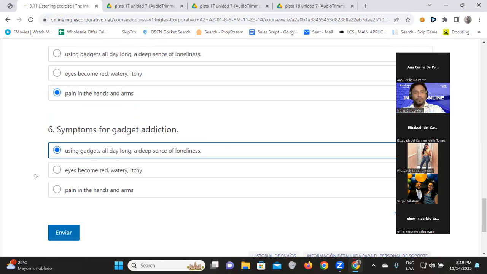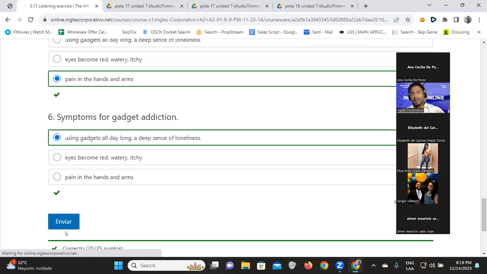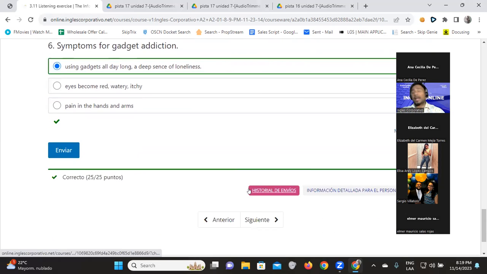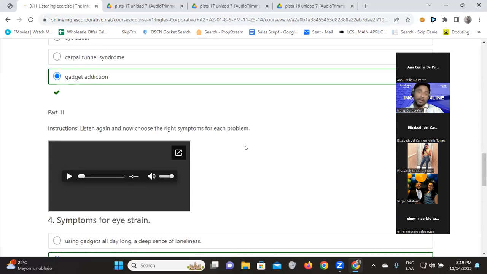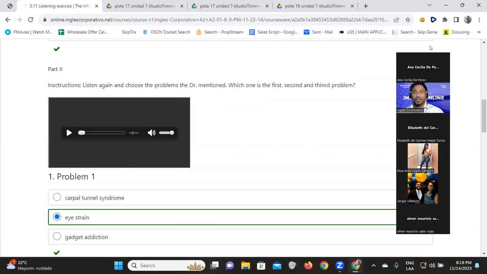All day long. Yeah, that's why a lot of people have depression, and a lot of people kill themselves because they are depressed. And that's because of too much technology.